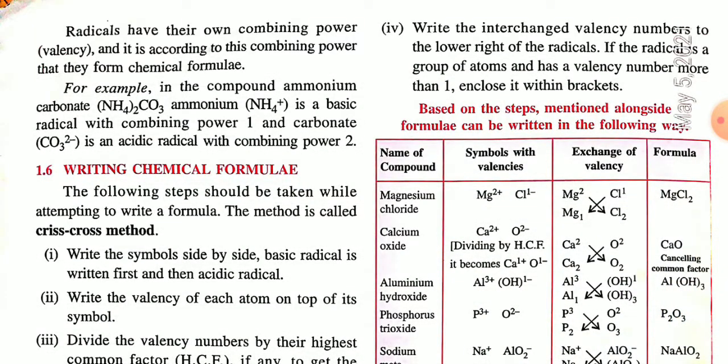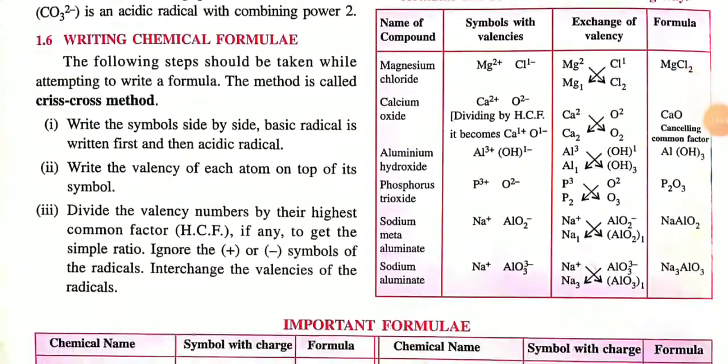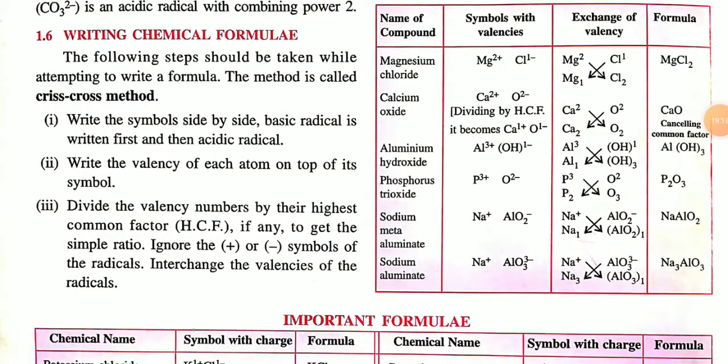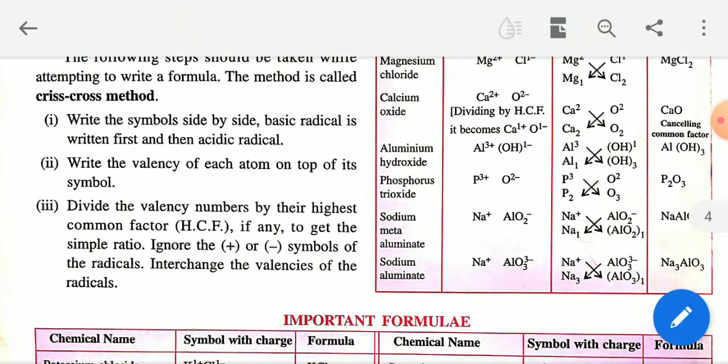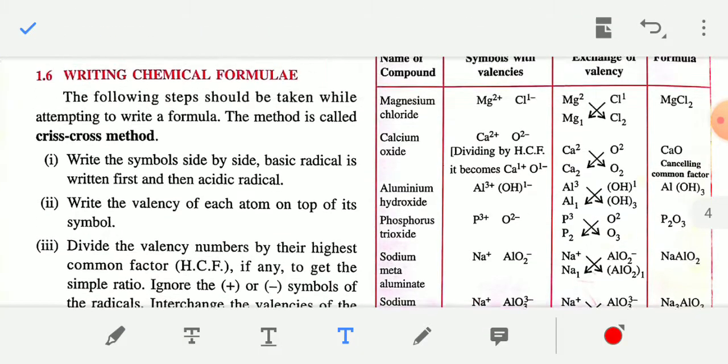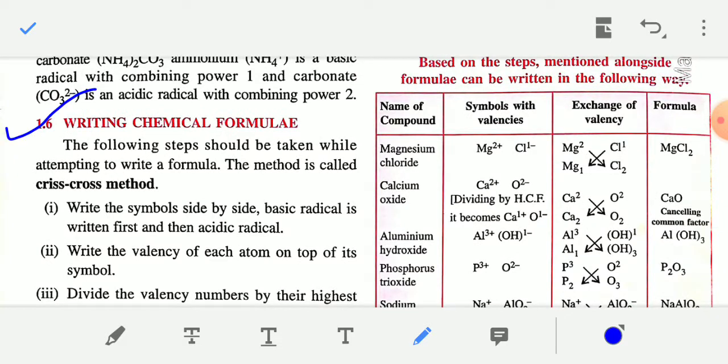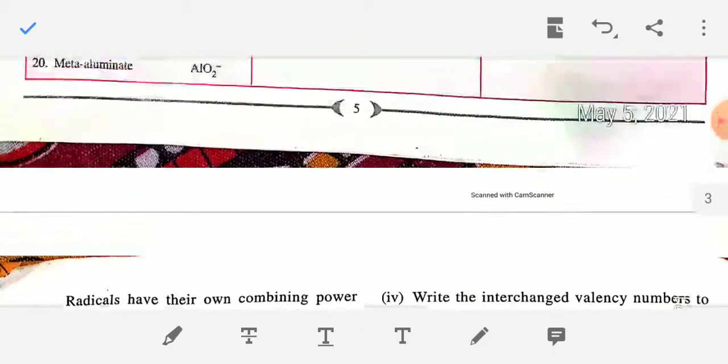So how to write the chemical formula for a compound? You know, compounds are formed by combination of acid radicals and basic radicals. And for writing the chemical formula of a compound, the simple method is called the crisscross method. So the next topic is writing chemical formula. Again I am saying, examples of all types of acid radicals and basic radicals you have to remember, otherwise you will not be able to write the chemical formula of the compound. So these two tables are very important.